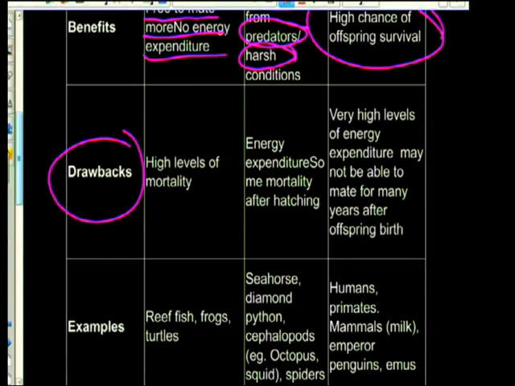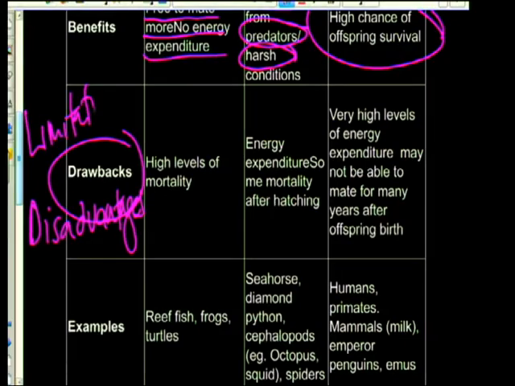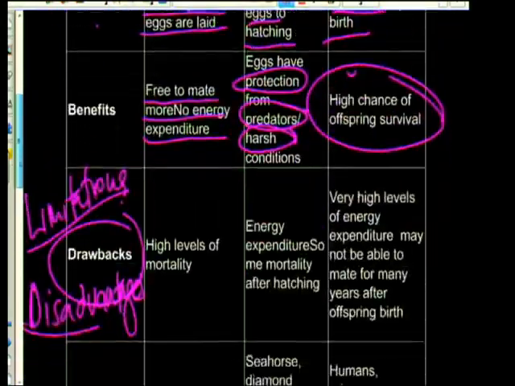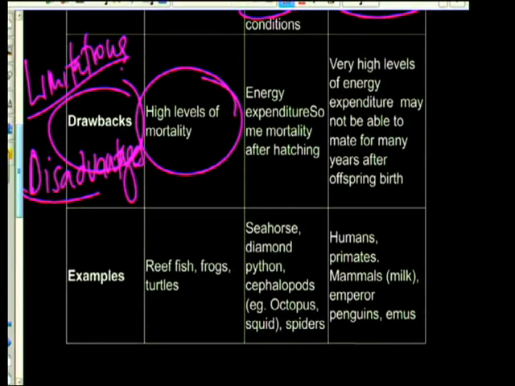Drawbacks, an easier word for that would be disadvantages or limitations. I put these words here because sometimes you get these words in an exam and then you get bamboozled. What are they talking about? So the drawbacks are, obviously, if there's no parental care, there's a high level of mortality, and I would say high level of infant mortality. Why infant mortality? Because we're talking about the young that will be dying early because they're not getting any parental care.